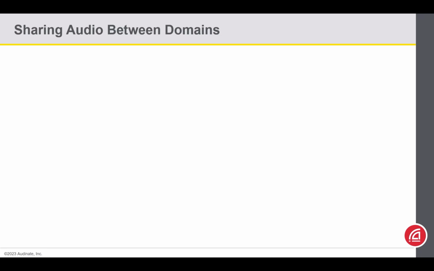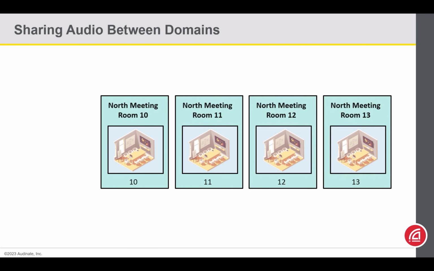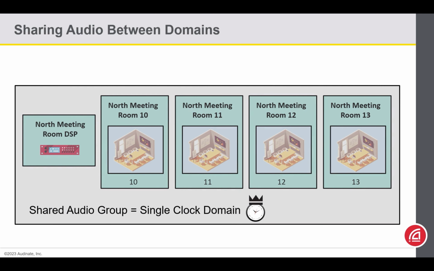Let's go back to our original example. We have created individual domains for each of the meeting rooms, plus an additional domain for the DSP. So let's create a shared audio group. Once the members of the group are selected and the group is created, the DDM configures the domains in the shared audio group under a single clock domain. This makes sure that all of the devices across the multiple domains will be in sync.